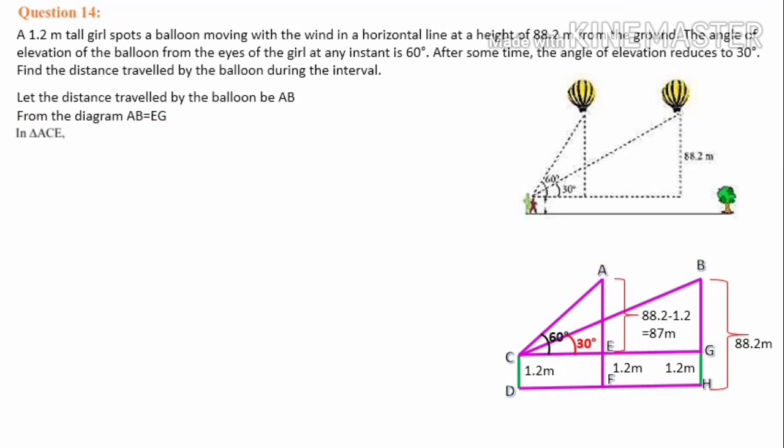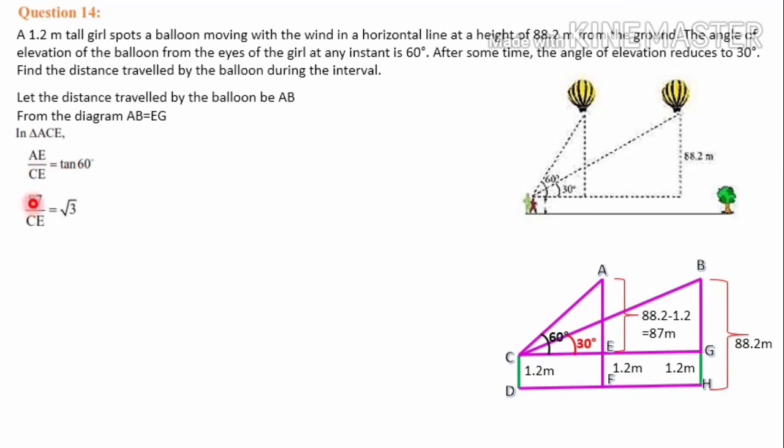First of all we have to take triangle ACE. In triangle ACE the angle is 60 degrees. AE is the opposite side, CE is the adjacent side. So the opposite by adjacent relation is tan. So AE by CE is equal to tan 60.